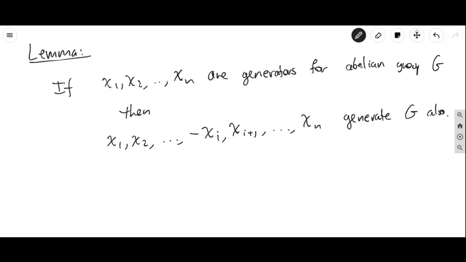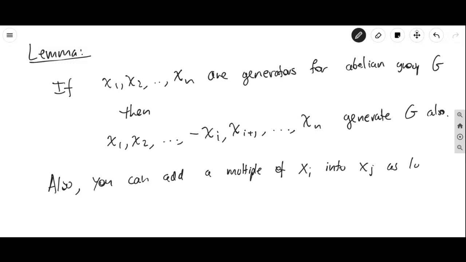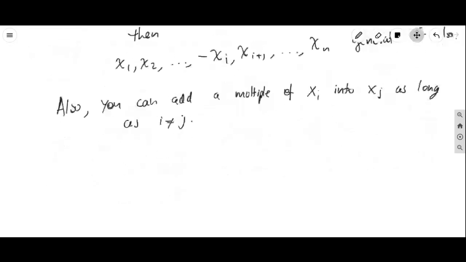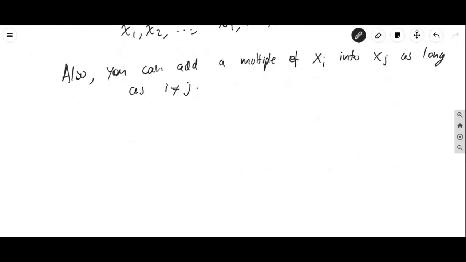The other thing is you can, of course, also add a multiple of xi into xj as long as i is not equal to j. So what I mean is you can do this. You can take some multiple, let's say k times xi, you add it to xj, and then you keep everything exactly the same.